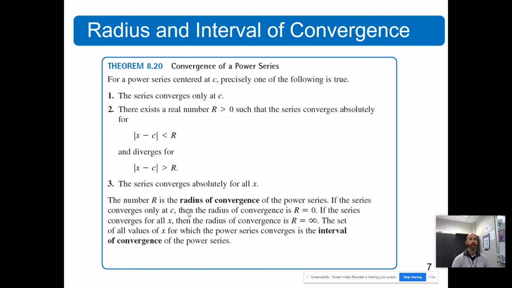So theorem 8.20 gives us the following. For a power series centered at c, precisely one of the following is true. The series converges only at c. There exists a real number r such that the series converges absolutely for all x's that are less than r away from c, and diverges when we are at any x value that's further away than r. And then finally, the third potential scenario is when the radius of convergence is for all x.